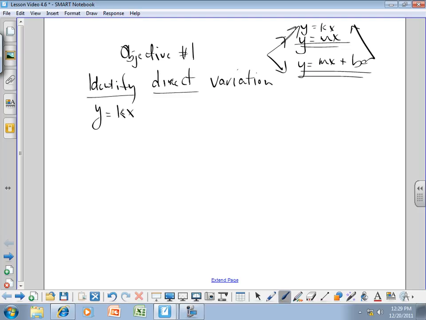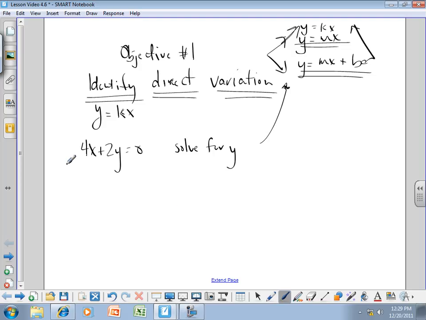The first thing you're going to have to do when you start talking about direct variation is identify if an equation you're looking at is actually direct variation, okay? So let's see how we would do that. Here's an equation, 4x plus 2y equals 0, all right? Well, you will not be able to tell if something is direct variation until you solve for y. Isn't that what we do to get things in slope-intercept form? Yes, it is. So let's do that here.